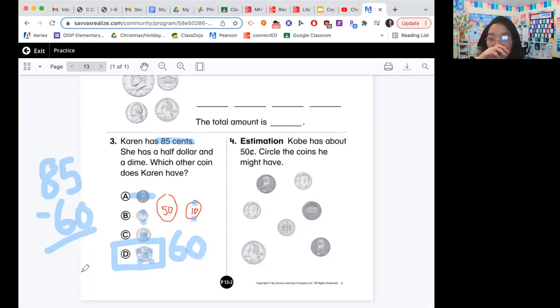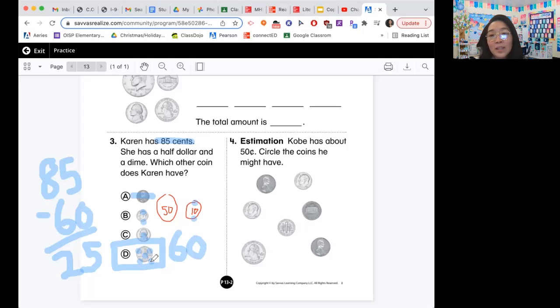If we checked with our subtraction, 85 cents minus 60 because of that half dollar and the dime, 5 minus 0 equals 5, 8 minus 6 equals 2. So it looks like that quarter, 25 cents, is what she has as the other coin. Now, Kobe has about 50 cents. Circle the coins he might have.